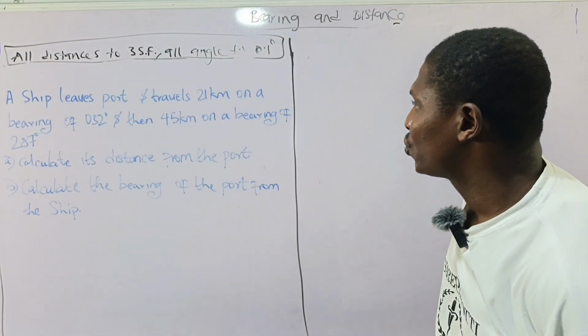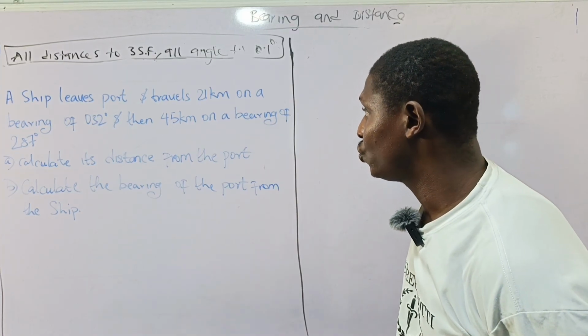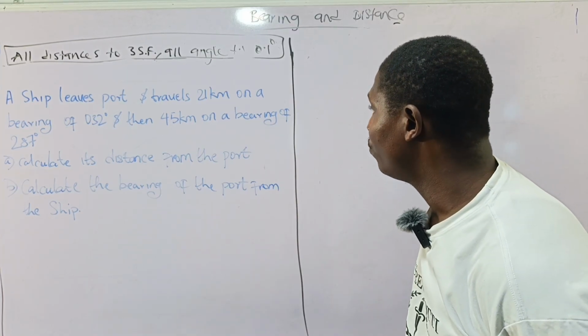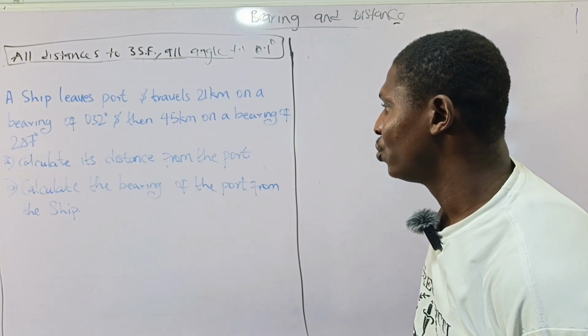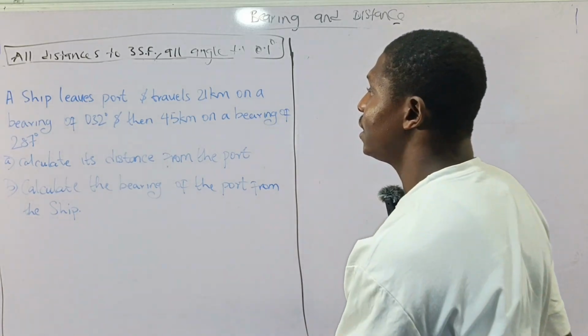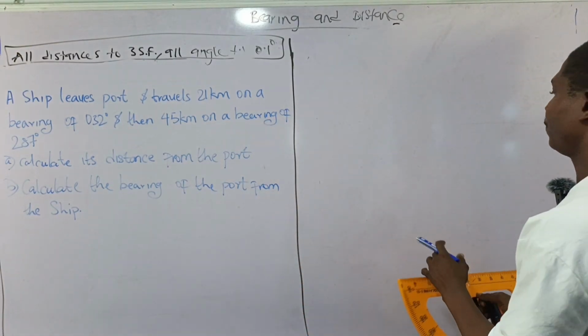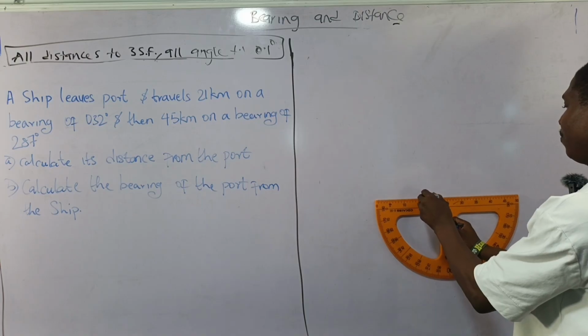A ship leaves port and travels 21 kilometers on a bearing of 032 degrees and then 45 kilometers on a bearing of 287 degrees. A. Calculate its distance from the port. B. Calculate the bearing of the port from the ship. Now let's start. It leaves port. Let's say this is our port.